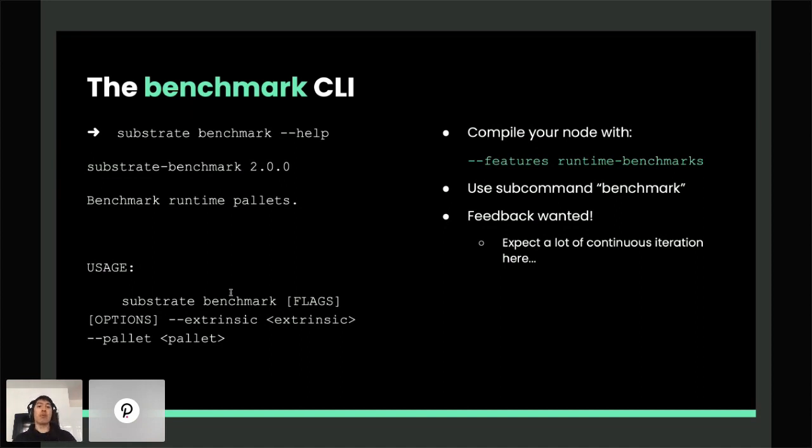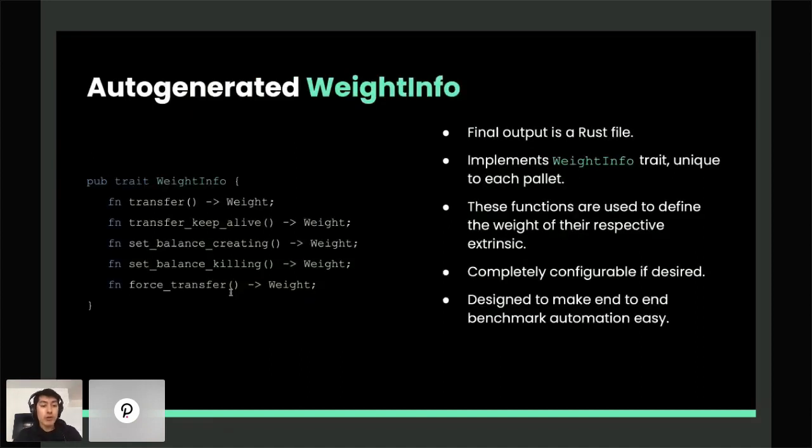Then there's this auto-generated weight info. Once you've run the CLI, we generate for you a file, and the final output of the benchmarking process is just a Rust file. And this file implements what we call a weight info trait. This weight info trait is just a set of functions which define what the weight of your extrinsic should be. So you can see here I have a weight info for the balances palette. There's a separate function which tells me the weight of each of the extrinsics that you can call in the balances palette.